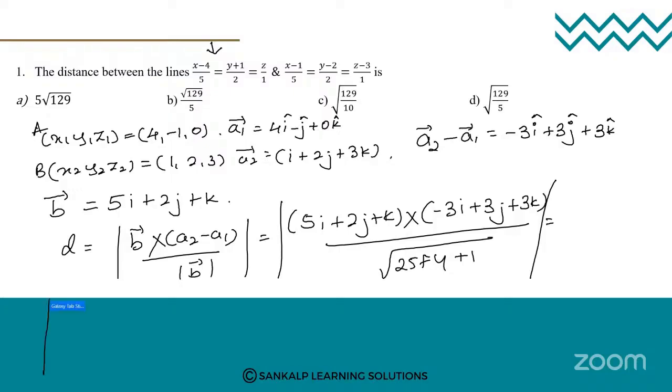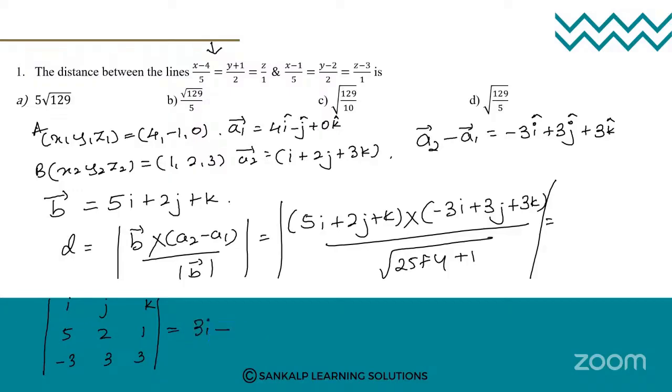So how do you find the cross product? The determinant of I, J, K, 5, 2, 1. This is minus 3, 3, 3. So what do we get here? 6 minus 3. So this cross product is 3I minus J.